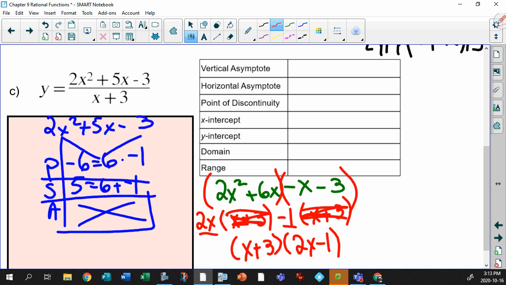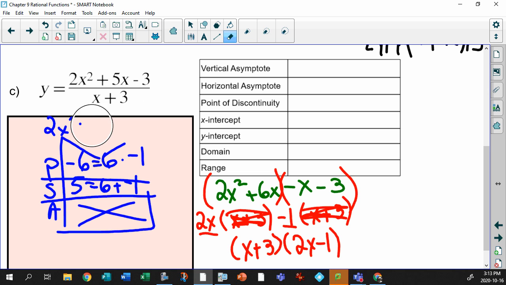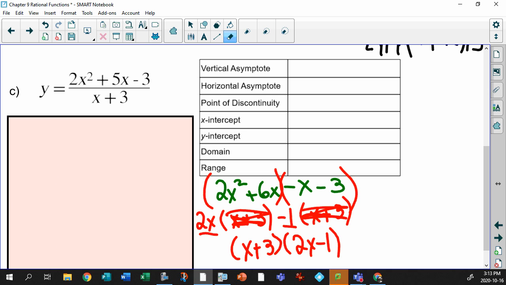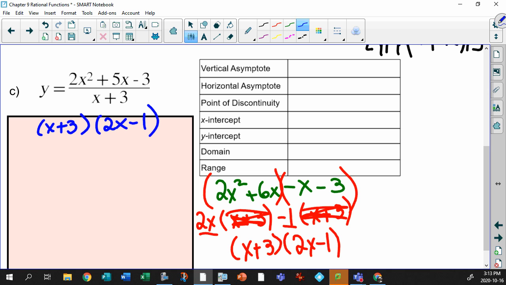So let's take this and put it right here, and let's clean this all up. Okay. Factorization of the numerator is, of course, x plus 3 and 2x minus 1, all over x plus 3. Look at that, x plus 3. And look what I see right off the bat. Don't you see it? There it is.